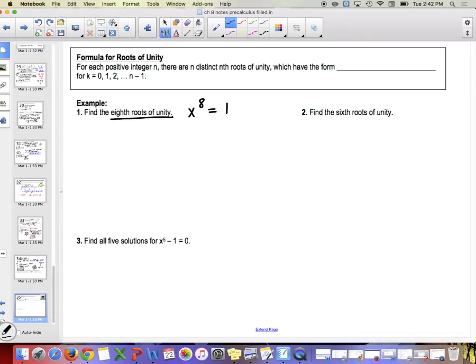You all know a solution to that. What could x equal? What is one solution that we all know? 1. All right, once you know one of the solutions, right here, we are going to take our 360 degrees and divide into 8 pieces. When we do that, we get 45 degrees.